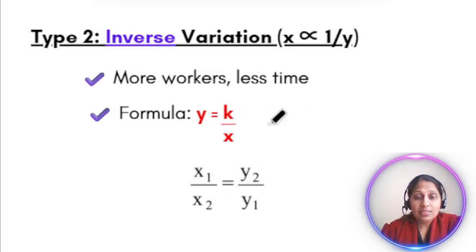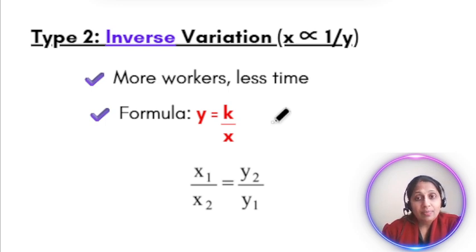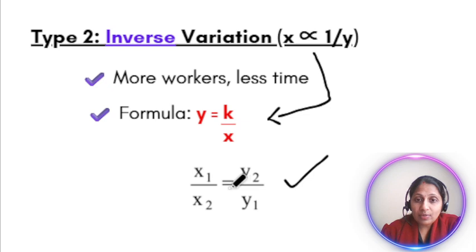The second type is the inverse variation, where more workers doing a particular job take less time to finish it. So here one quantity increases, the other one decreases. So inversely related. Again, this symbol is replaced by the constant k. So how do we denote it with a formula? y equals k by x, or x equals k by y, whatever the variable you choose. And if more than one quantity is involved, then you can use the relation x1 by x2 equals y2 by y1. And that will be a constant, obviously k, which means these two are inversely proportional.